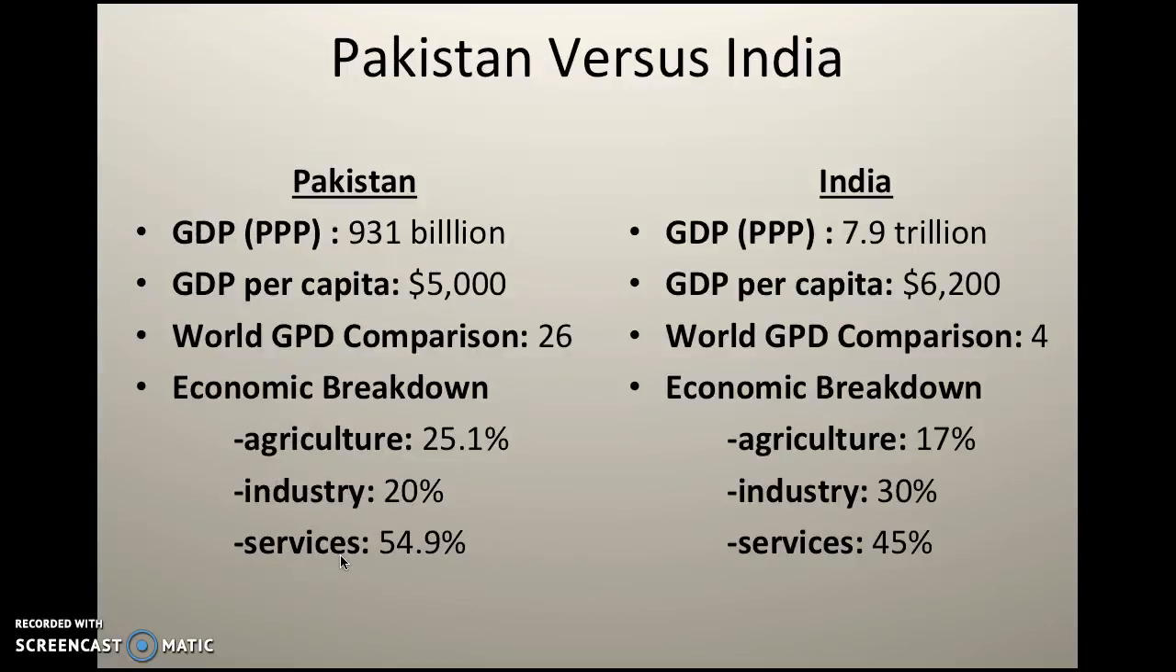When comparing them to India, as you can see, has a way higher adjusted GDP, but their per capita is really not that much higher than Pakistan, and they're ranked number 4 in the world. So they definitely have a lot more economic purchasing power than Pakistan. And their breakdown is pretty similar, except for their industry carries more weight than agriculture.